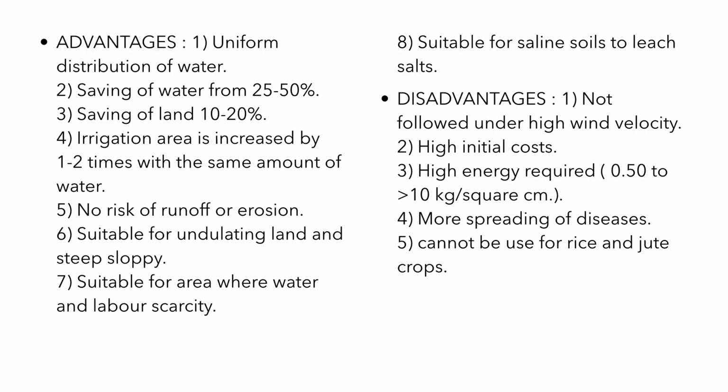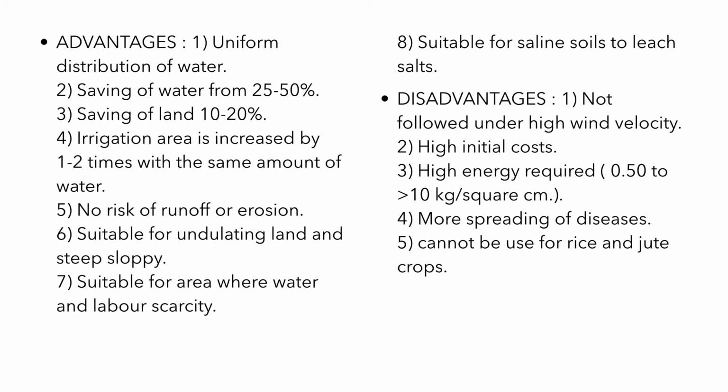Now let's come to advantages and disadvantages of sprinkler irrigation. It has some advantages, like uniform distribution of water, meaning the water which we provide to our field will be distributed in a uniform way. The second point is saving of water from 25 to 50%. In sprinkler irrigation system we save water up to 50%. The third point is saving of land 10 to 20%. In sprinkler irrigation we save our land up to 20%.